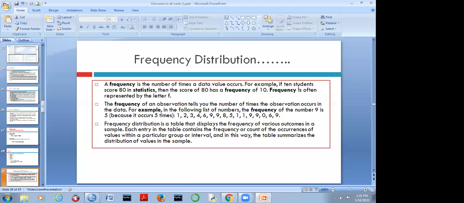For example, if 10 students score 80 in statistics, the score of 80 has a frequency of 10. Frequency is often represented by the letter F. F को हम दिखाते हैं फ्रीक्वेंसी, ठीक है। और एक एग्जांपल मैंने और लिया है, फ्रीक्वेंसी इज एन ऑब्जर्वेशन टेल you the number of times the observation occur in the data. For example, the following list of the numbers, the frequency of the number n is 5.